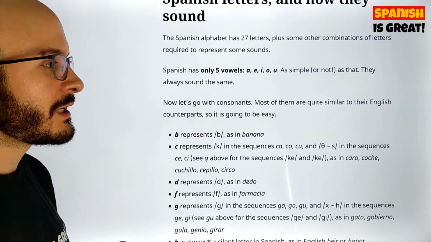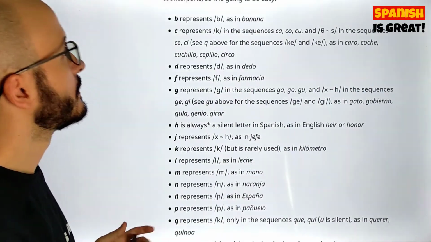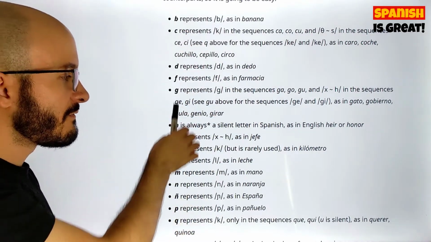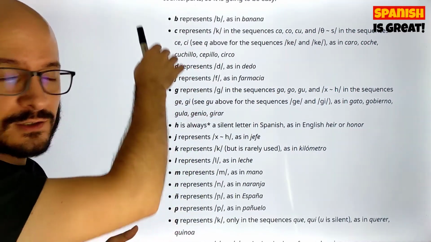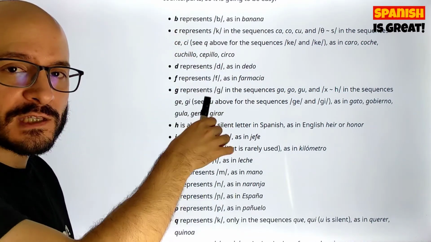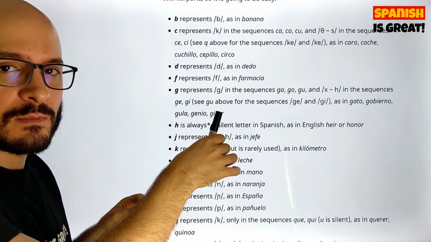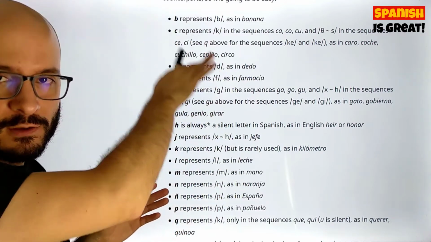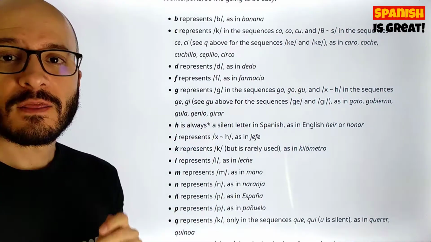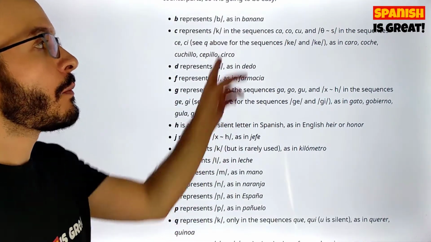Most of them are quite similar to their English counterparts, so it is going to be easy. Let's begin. B. Of course, I'm going to pronounce the names of the letters. I don't actually write the name of the letters because in my experience it doesn't really matter, because then people don't remember them. So I don't even bother to write the name of the letter, but I'm going to say the name of the letters. Okay, the letter B represents B, quite easy, as in banana.